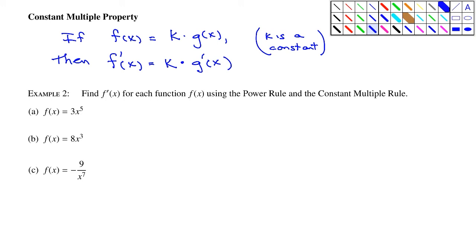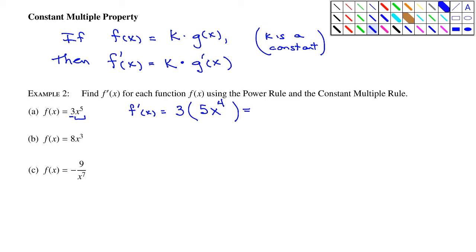Let's take a look at example number 2, find the derivative using these two rules. A is f of x is equal to 3x to the 5th. Now the way to think about this is 3 is the constant multiple, and the other function that you need to take the derivative of is x to the 5th. So that derivative, f prime of x, is equal to the constant multiple, 3, times the derivative of x to the 5th. Bring the 5 down, times x to the 4th.